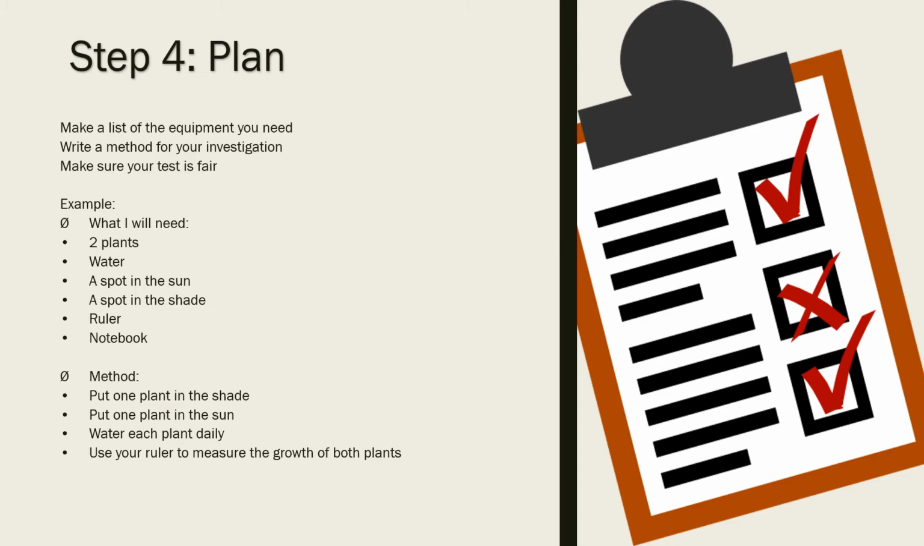I'm going to need a ruler to measure the plant's growth, and I'm going to use a notebook to record the growth of the plants. My method, so how am I going to conduct this investigation? I'm going to put 1 plant in the shade and 1 plant in the sun. Then I'm going to water each plant daily. I'm going to use my ruler to measure the growth of both plants.